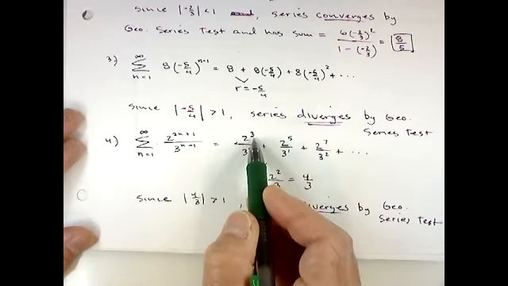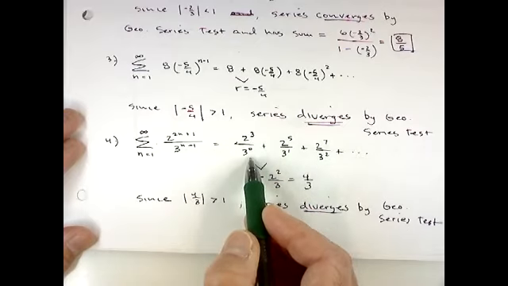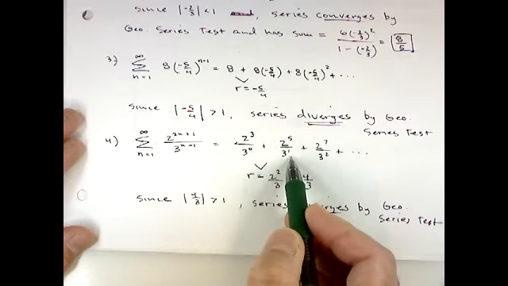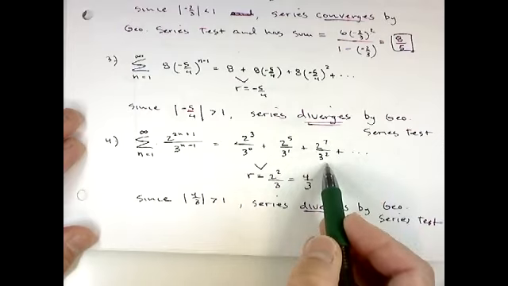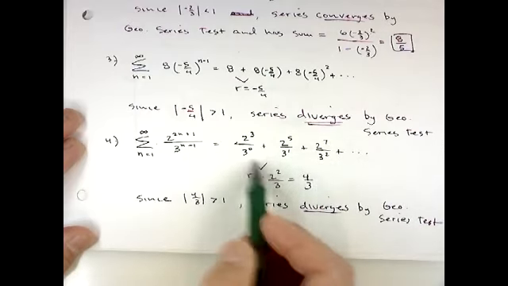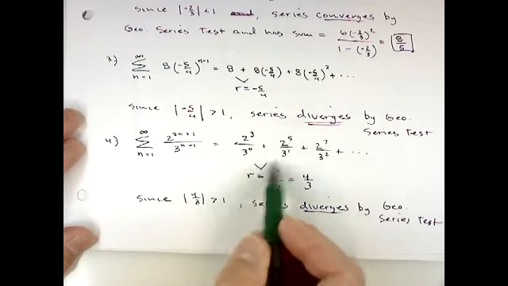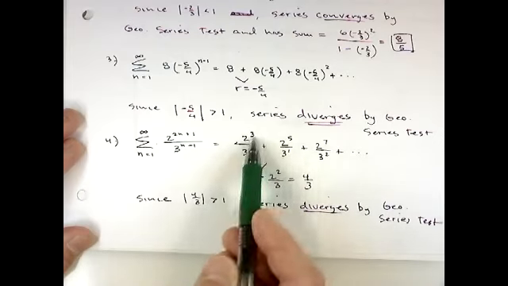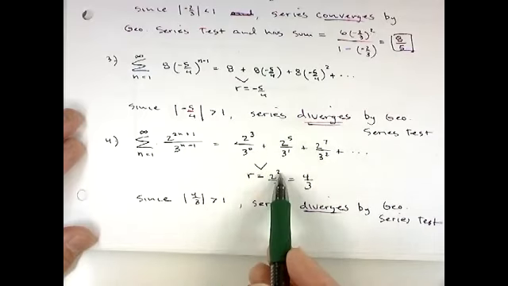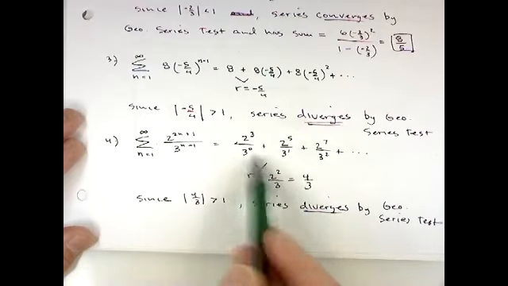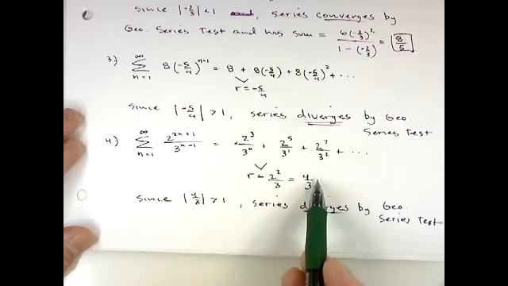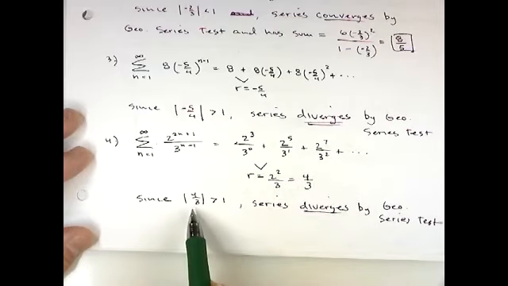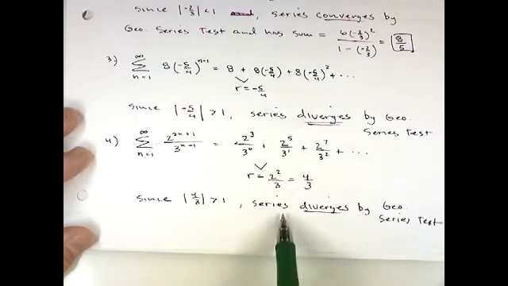If n is 1, I get 2 cubed over 3 to the 0, and then 2 to the 5th over 3 to the 1st, 2 to the 7th over 3 squared. And you just ask yourself, well, what would I multiply to get from one term to the next? My numerator is getting bigger each time by 2 to the 2nd, right? And my denominator is just multiplying by 3. That gives me 4/3. Since the absolute value of 4/3 is greater than 1, we would know this series also diverges by the geometric series test.